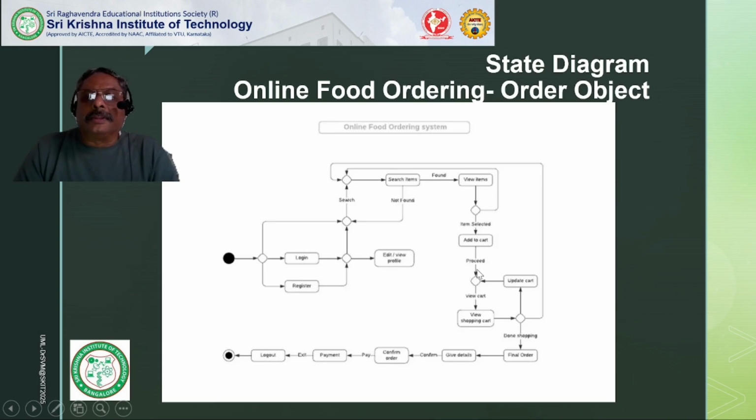Once your selection part is over, we proceed and view the shopping cart for the final. If any update is required, it is possible to update it, and finally we create the final order, get the details, confirm it, make the payment, and then finally log out. So that's the overall state diagram for the food ordering system. That's the online food ordering system. So that's about state diagrams. Thank you.